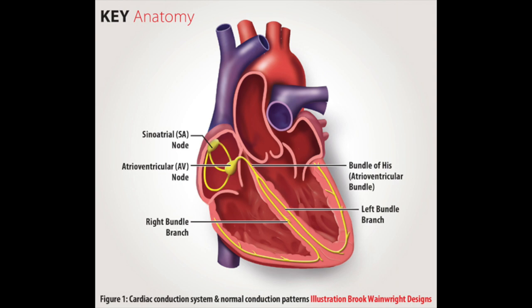Right? So your AV node and your bundle of His make up the AV junction. In the advanced world, we talk about junctional rhythms, and those are rhythms that are initiated in this area. And the intrinsic rate of the AV junction is about 40 to 60 times a minute.